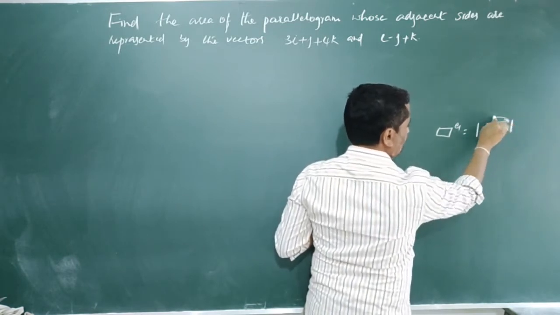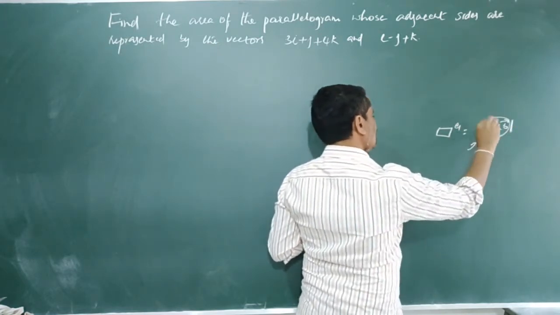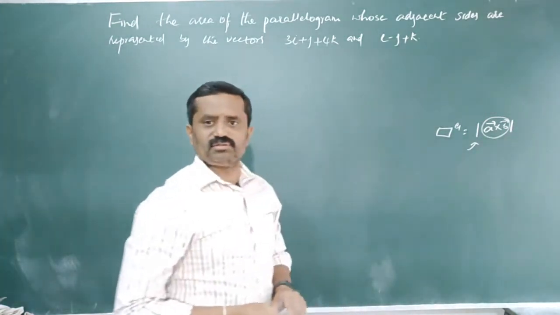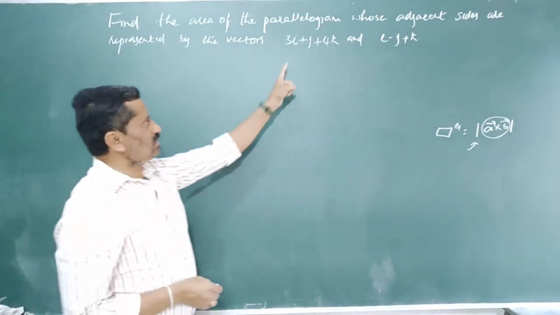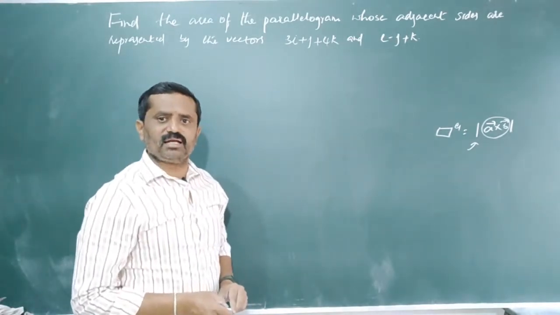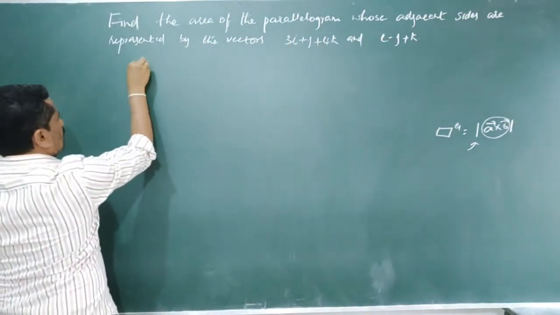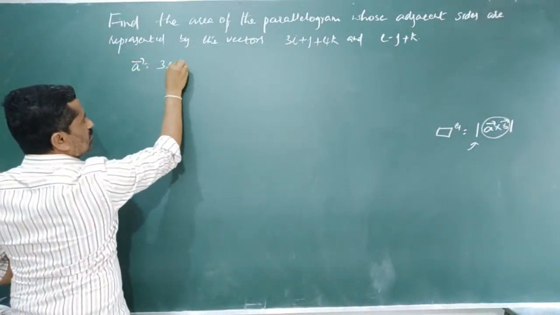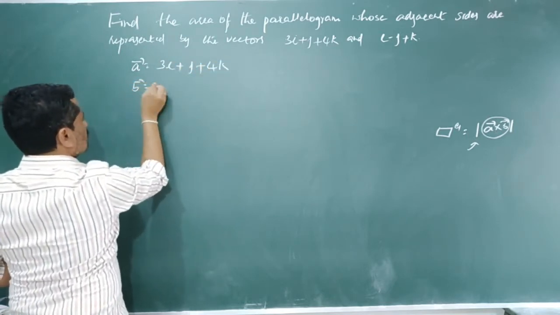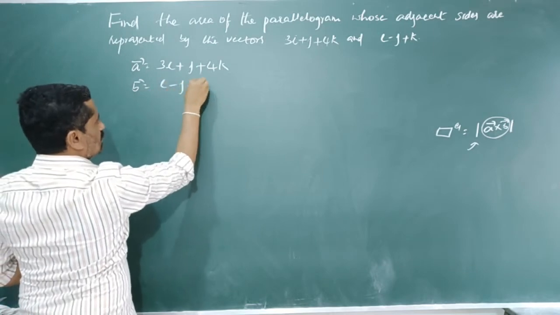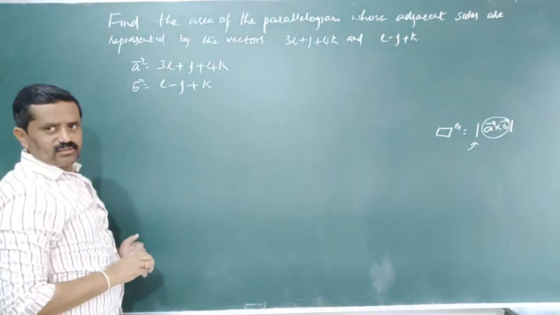So here we need to find the cross product of two vectors, then its magnitude, which gives the area of a parallelogram. So now write the given vectors as a bar and b bar. So a bar is equal to 3i plus j plus 4k and b bar is equal to i minus j plus k. Now find a bar cross b bar.